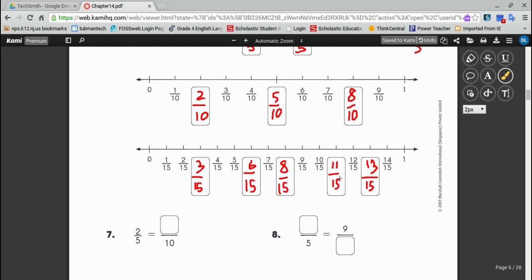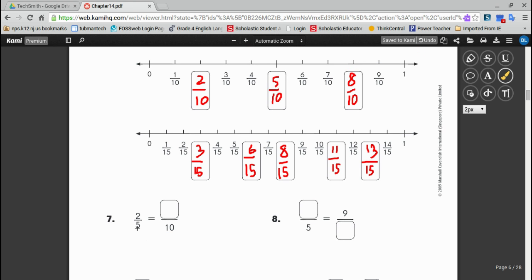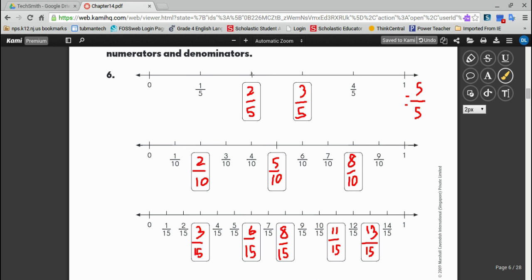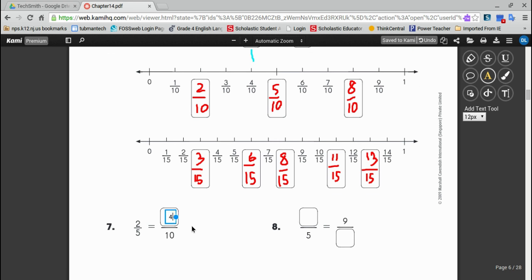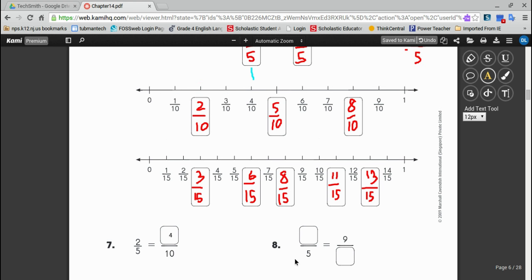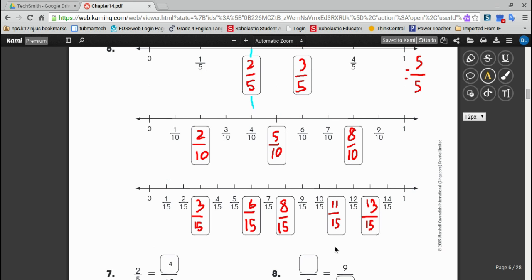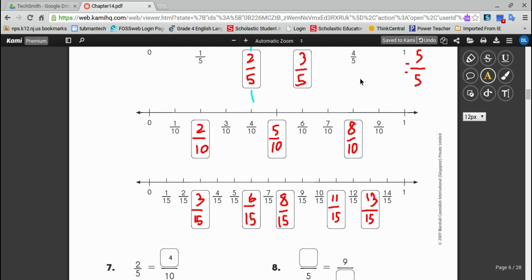Alright, so let's use our number line to find some equivalent fractions. So 2/5 is equal to blank over 10. So 2/5 is over here, and that's going to be the same as 4 over 10. Alright, so here we go, number 8. Blank over 5 equals 9 over blank. Alright, so if we look at blank over 5, it's going to be the same thing as 9 over blank.